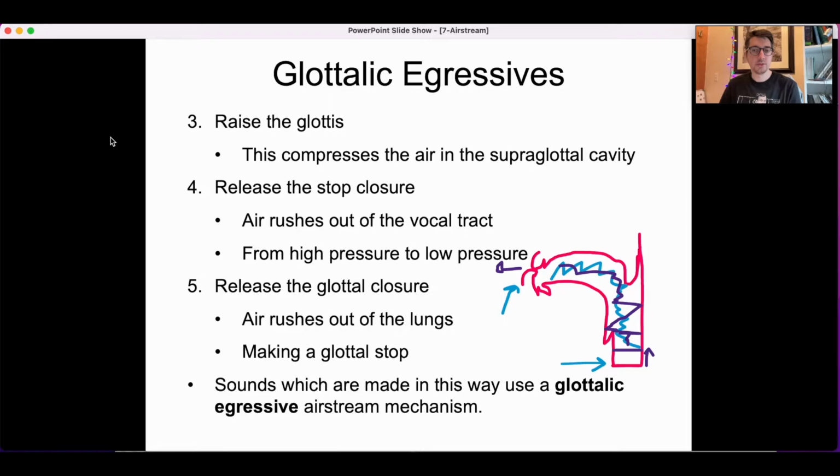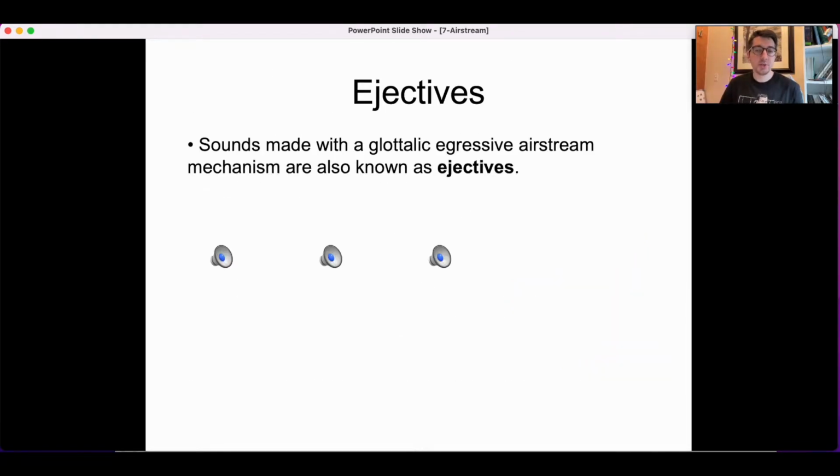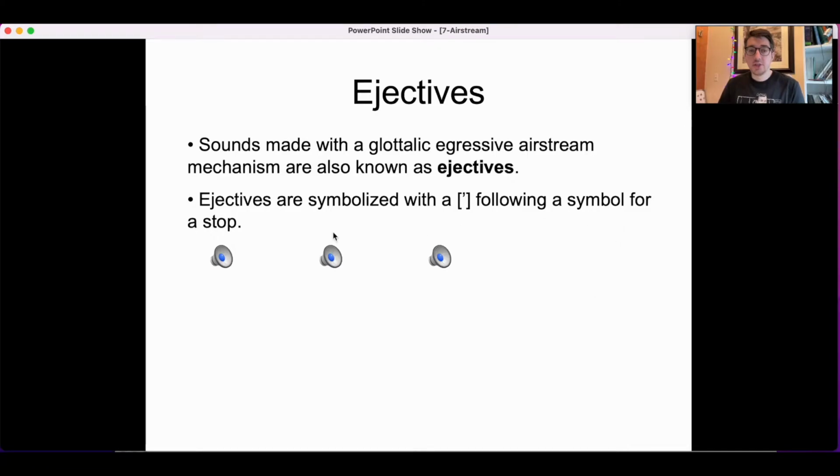so yeah, my drawing is here, are also called ejectives. So sounds made with the glottalic egressive airstream mechanisms are known as ejectives. Ejectives are symbolized with this kind of a symbol here, which is an apostrophe, right, following a symbol for stop. And here you have them. So this is how we transcribe ejectives. Let's listen and try to sing along.